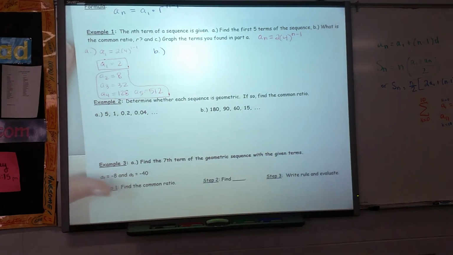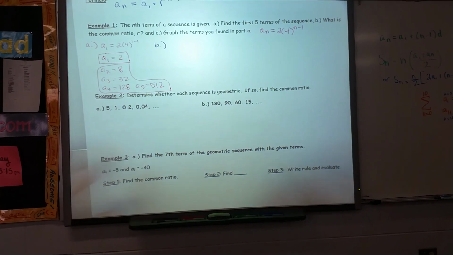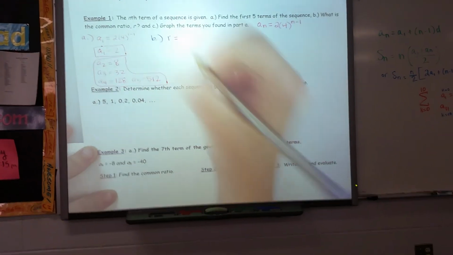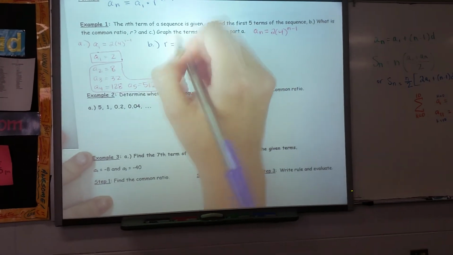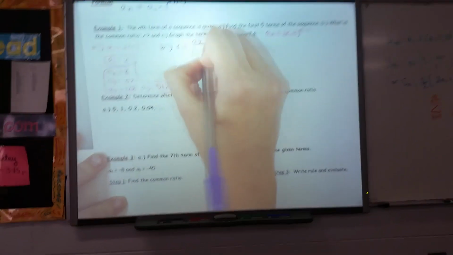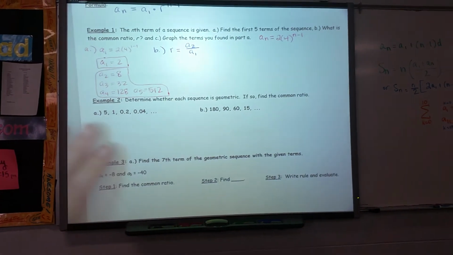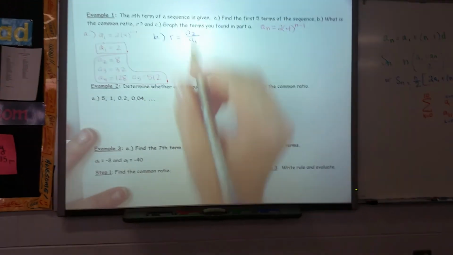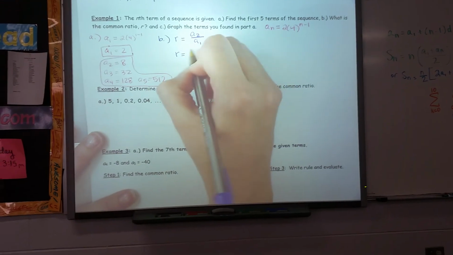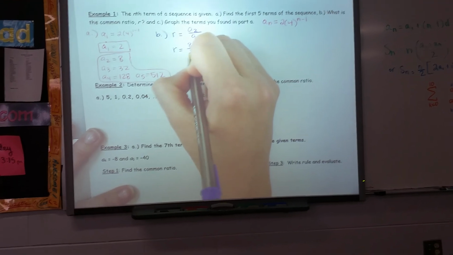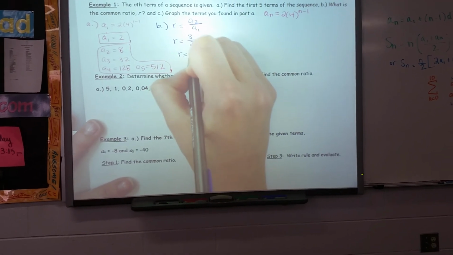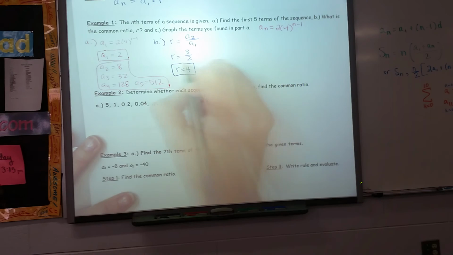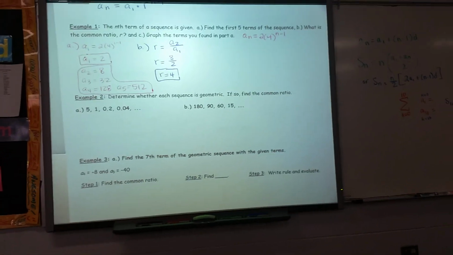Part B says, what is the common ratio R? Remember, to find d, we did a2 minus a1. To find R, it's very similar. You take a2 and divide by a1. In this case, we found that a2 was 8 and a1 is 2. If you divide those, you will get 4. That is what is called the common ratio.